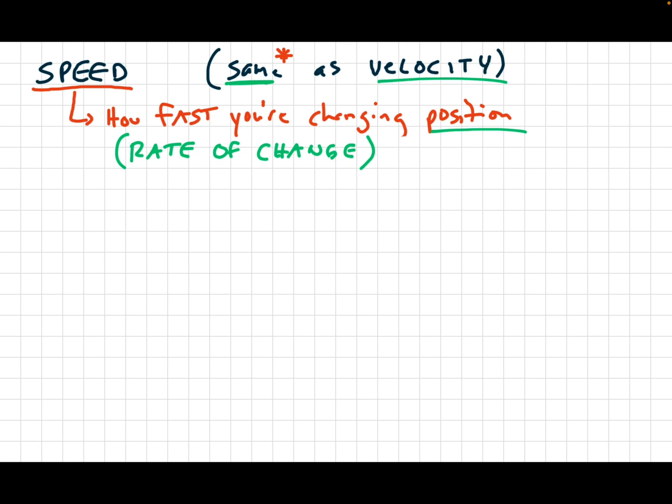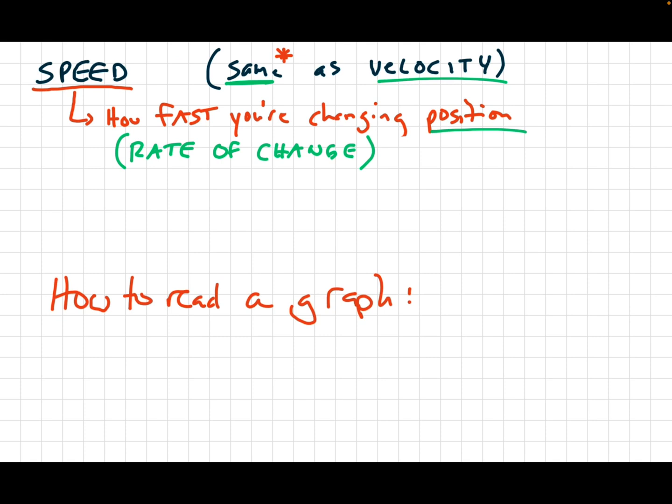So something with a really big speed is gaining a lot of position or losing a lot of position really fast. Something with a small speed isn't moving that fast. People say physics is hard. See? That's easy. So now we got to move on to how to read a graph.